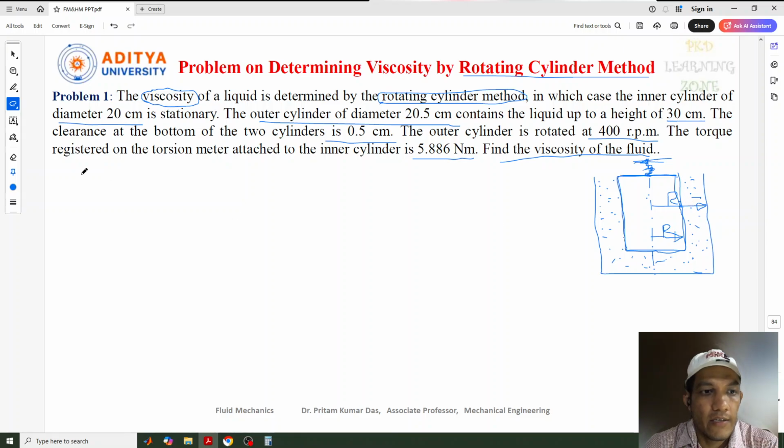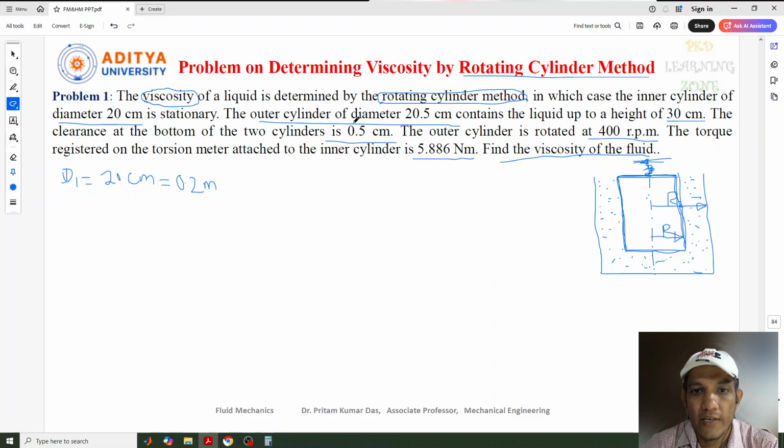So let's write the data given here. This inner cylinder is stationary or fixed, and is connected to the torsional spring. The diameter of the stationary one is 20 centimeter. Let's convert this 20 centimeter into meter. So let's write 0.2 meter.